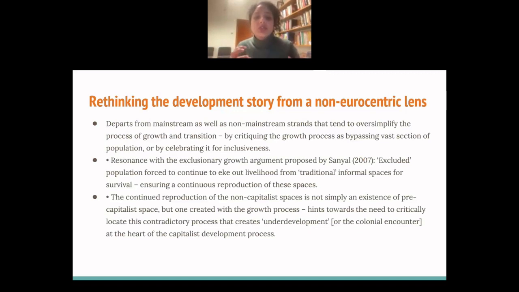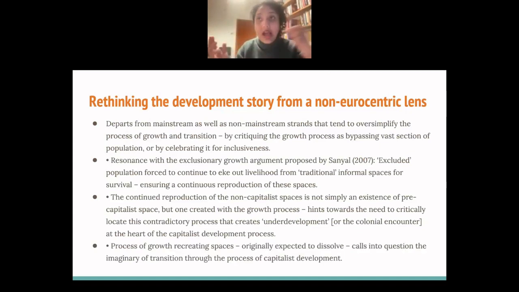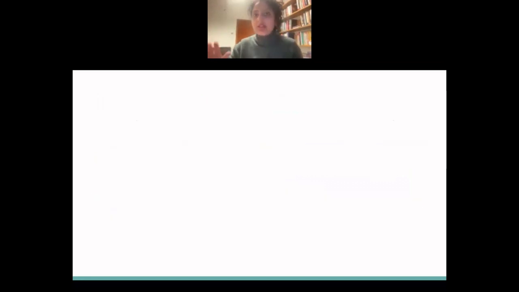And therefore, we need to understand this contradictory nature of the process that continuously creates conditions of underdevelopment, rather than the teleological, unilinear movement that we were expecting, aping the quote-unquote partial experience of development in the first world. And the fact that with this process of growth there's a recreation of the spaces and structures that were originally expected to dissolve calls into question this imaginary of transition through capitalist development, which, as I started with earlier, becomes the locus of a Eurocentric idea of what development was supposed to be. And I'll stop there.